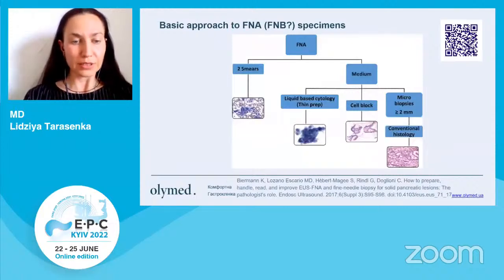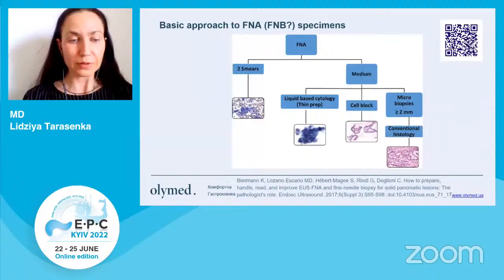There is no strict definition of what a cell block is. In our department, in every department, you can have local rules. And it is not even clear what to consider a core biopsy. Authors of this paper suggest a cell block is something not less than 2 millimeters. But in other articles, everything more than 550 micrometers with preserved tissue architecture is considered to be a cell block.